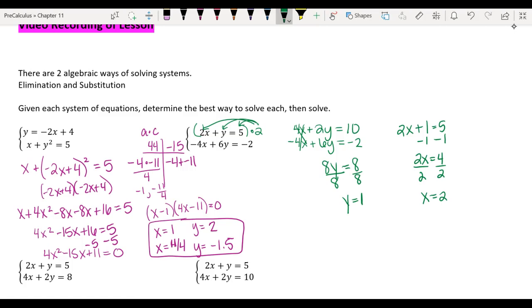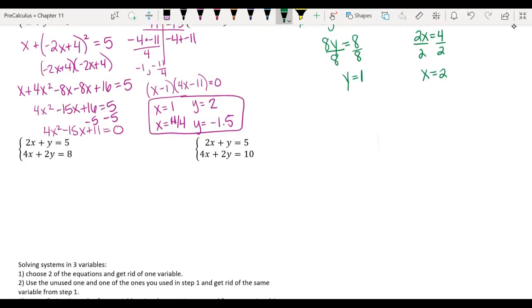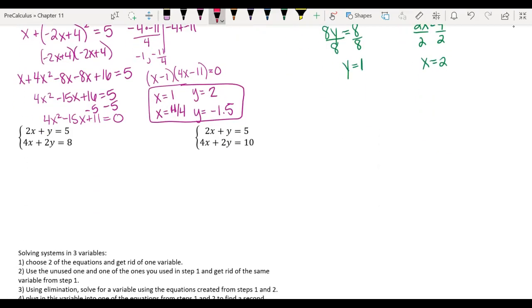Any other questions? All right, so let's do these tricky ones at the bottom. Okay, so this one, what would you multiply this top by so that things would cancel for your x's? Good, so I'm going to times this by -2. Okay, so my top then I have -4x minus 2y equals -10. I have 4x plus 2y equals 8 for the bottom.